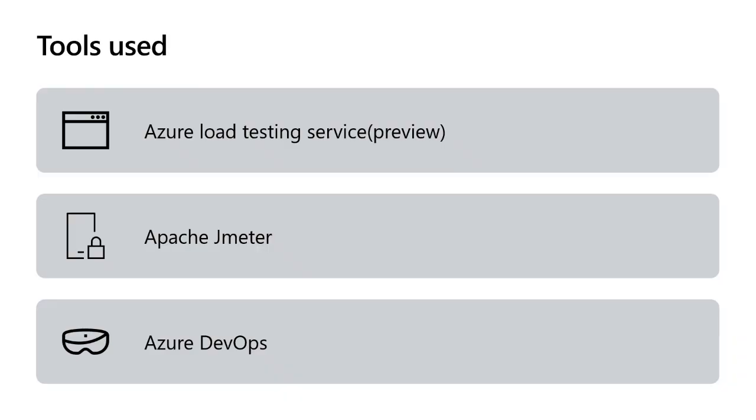Let's discuss some of the tooling. Here is a summary of the tools we will use during the demos. We have used Apache JMeter as the test authoring and report generation tool. We have used the preview Azure Load Testing service for high scale load and monitoring. We have also used Azure DevOps for building the DevOps pipeline and integrating the performance testing as part of the CI/CD.